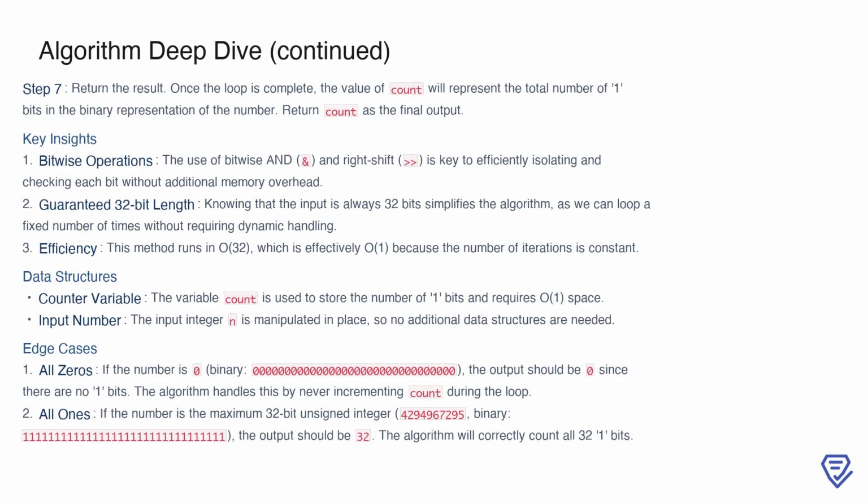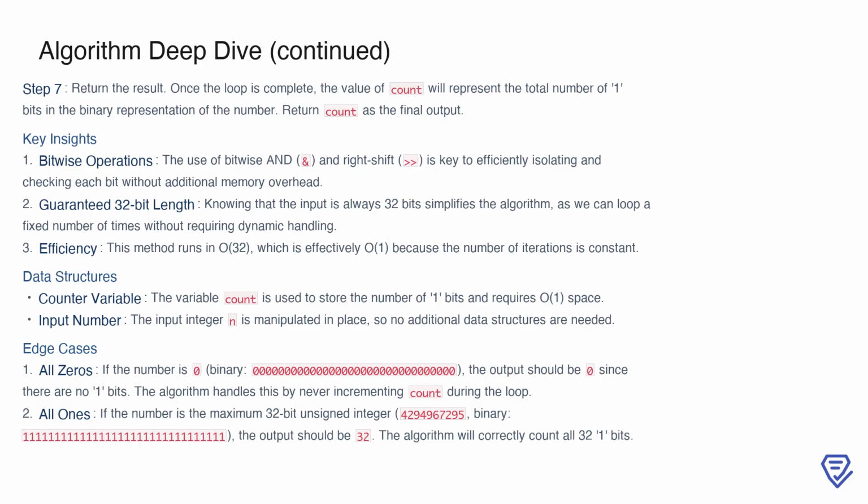This value represents the total number of 1 bits in the binary representation of the input number. Now, there are a few important insights about this approach. First, the use of bitwise operations like AND and right shift is crucial for efficiently isolating and checking each bit without requiring additional memory. These operations are fast and directly manipulate the binary representation of the number.